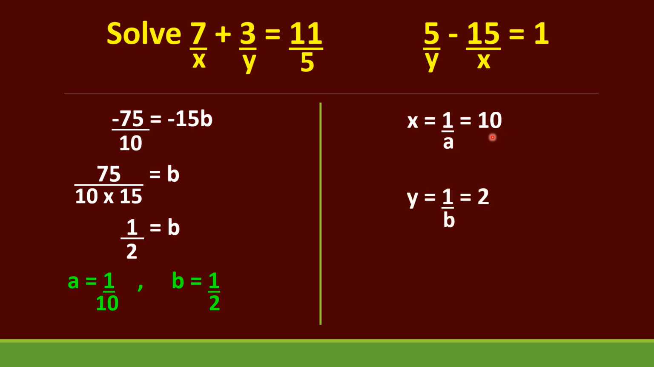Similarly, y is equal to 1 by b, or b is equal to 1 by y. So when b is 1 by 2, 1 by b will be 2. So y is equal to 2. Thus the solution to this equation is x is equal to 10 and y is equal to 2.